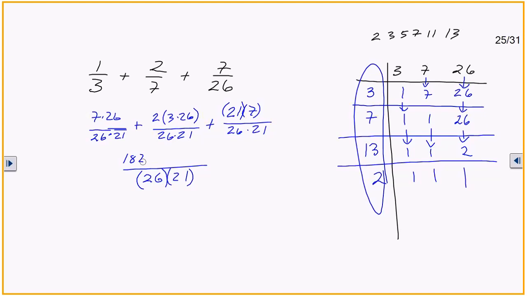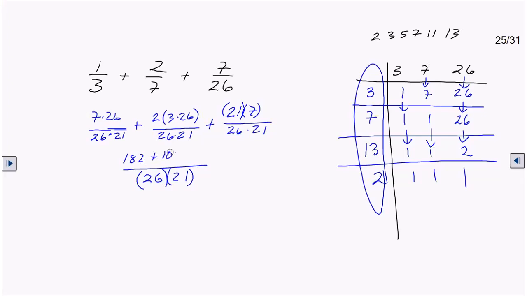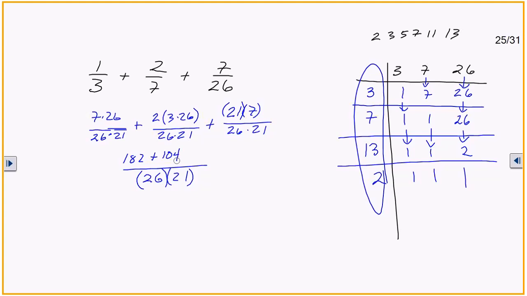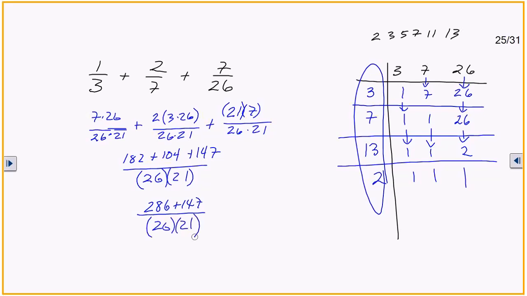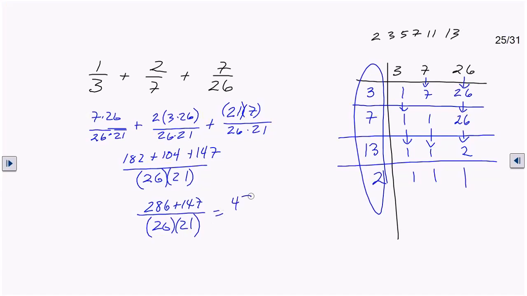3 times 26 is 52. 52 times 2 is 104. And 21 times 7, that's 147. So if you take those numbers, 182, that's going to be 286. 286 plus 147 over 26 times 21. And that's going to give you 433 over 26 times 21.